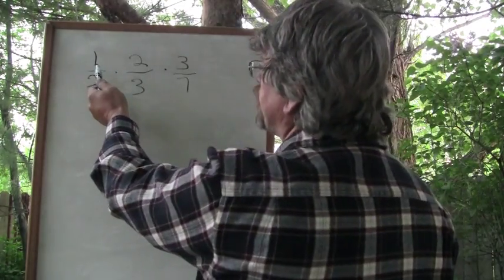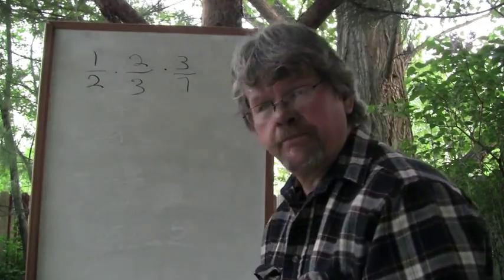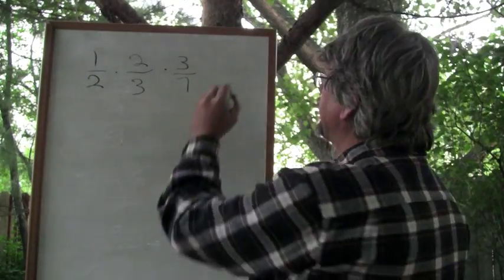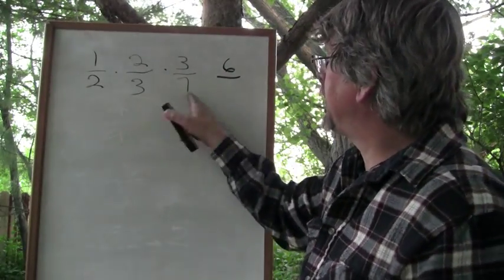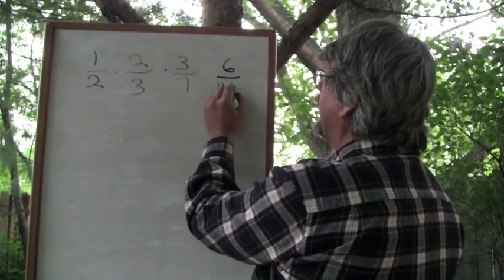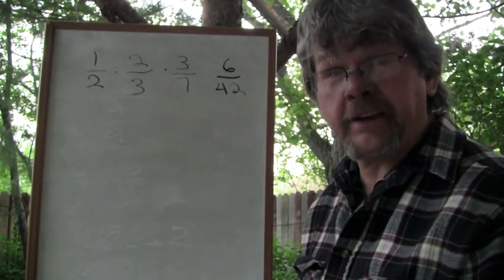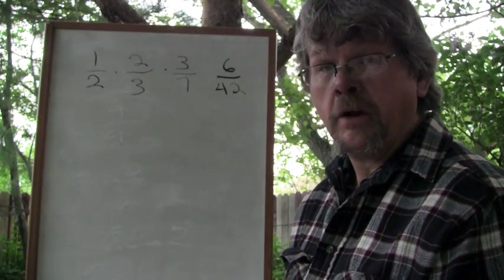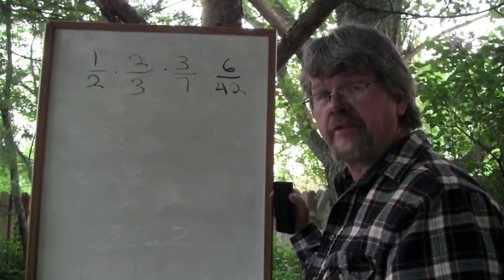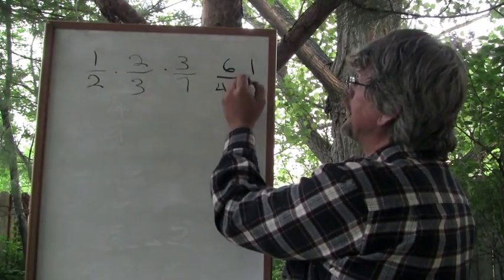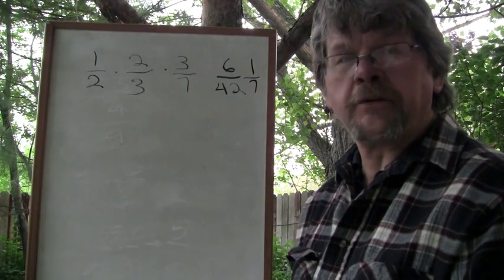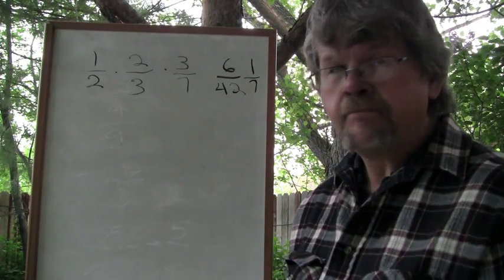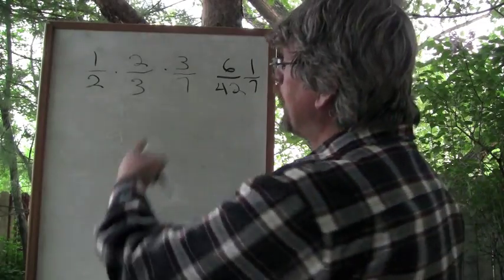You go 1 times 2 is 2. 2 times 3 is 6. 6 times 7 is 42. Now 6 is a factor of 42. So 6 will go into 42 7 times, right? So 6 will go into 6 once, and it'll go into 42 7. So that reduces down to 1/7. Piece of cake, man.